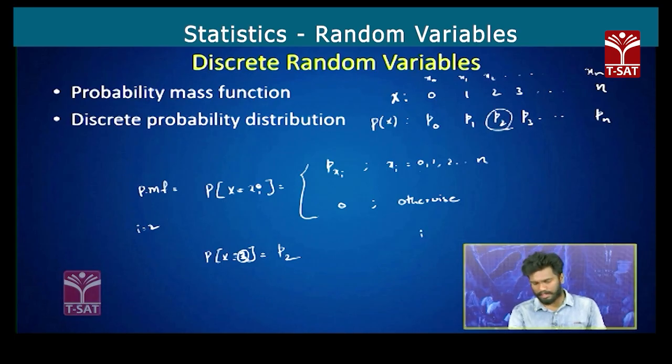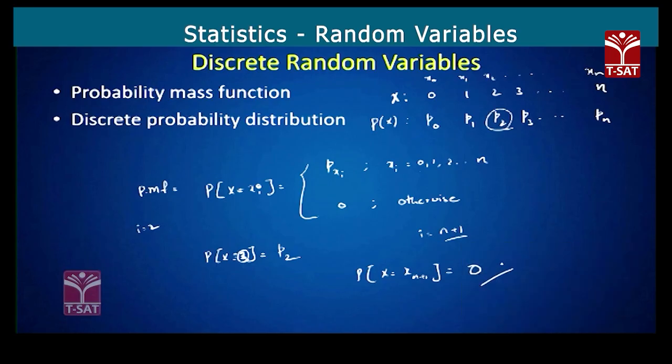Similarly, if I consider i is equal to some n plus 1, probability of x is equal to x of n plus 1, which will be equal to 0 because this n plus 1 is out of the limit. So xi is assuming only 0, 1, 2, 3, so on up to n. So when you take i is equal to n plus 1, its probability will become 0.